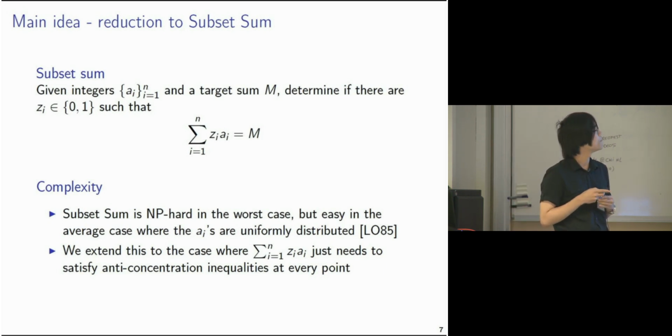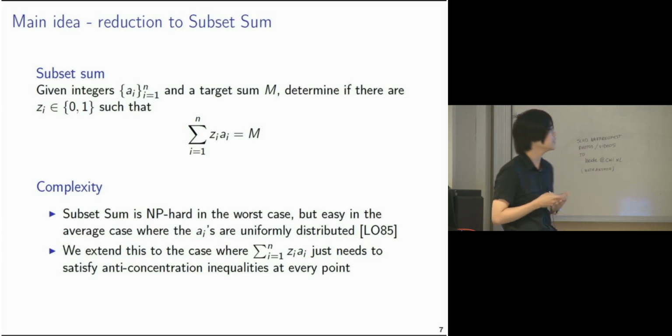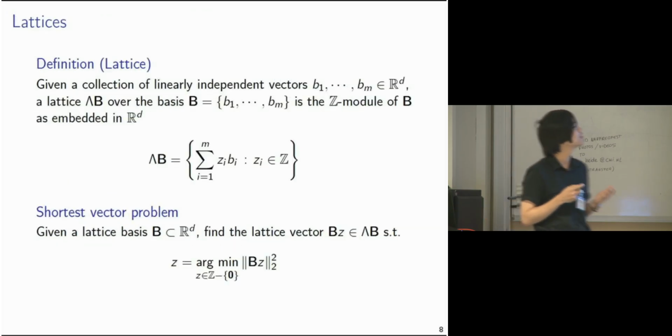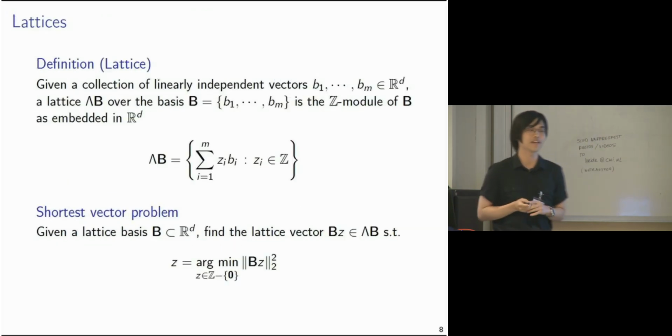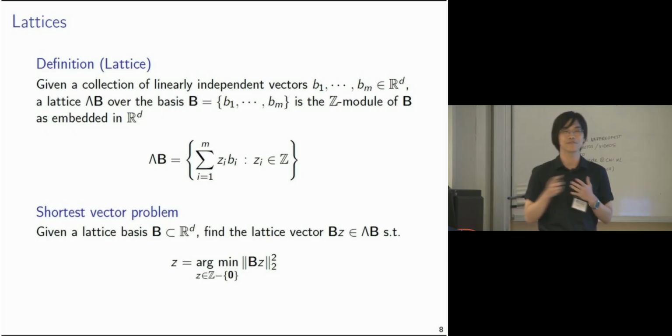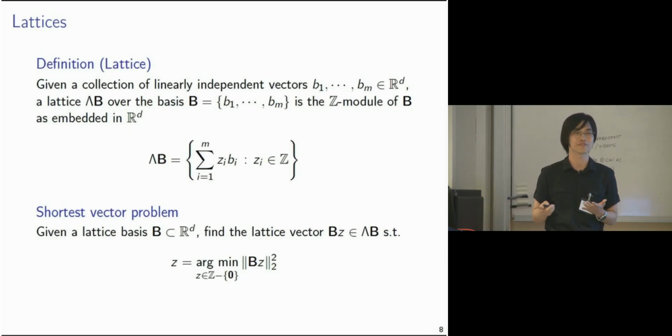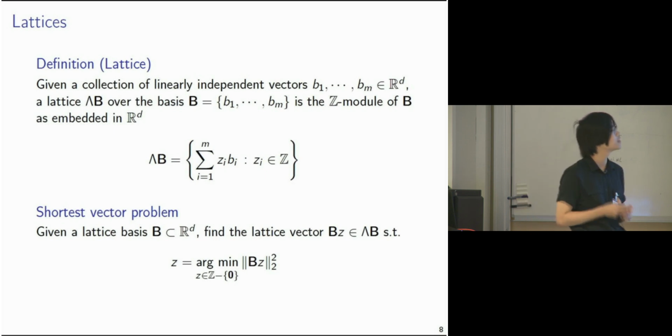Okay, so how does this subset sum average case algorithm work? This is where lattice tools come in. A lattice is essentially an integer linear combination version of a vector space, right? You first fix a basis of real vectors, and then you form all integer linear combinations of the basis elements.